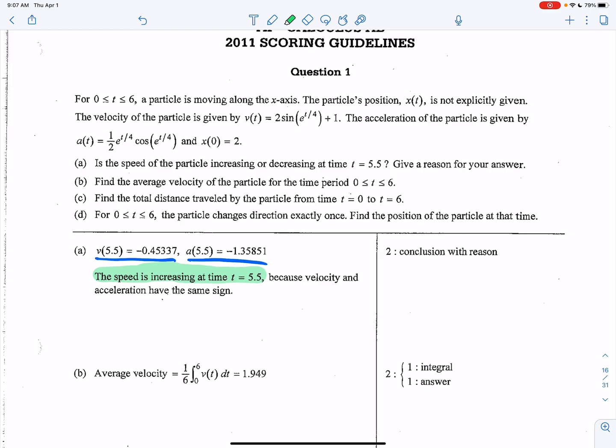Because in this case, they wrote velocity and acceleration have the same sign. You could have written because v of 5.5 is less than 0 and a of 5.5 is less than 0. So you actually have some flexibility there. Notice how this is a 2-point question, right? So very easy 2 points to earn.